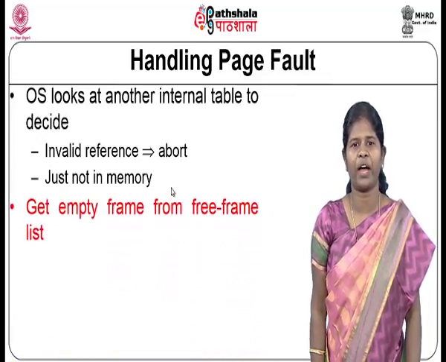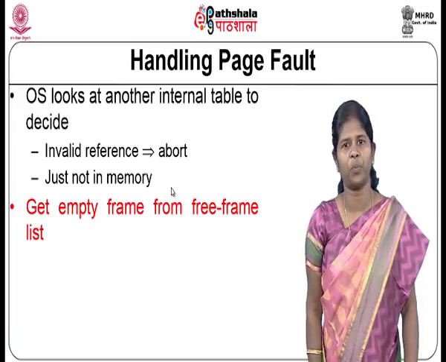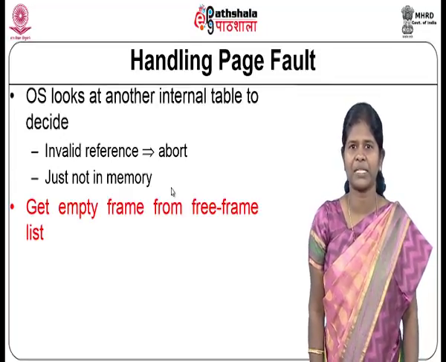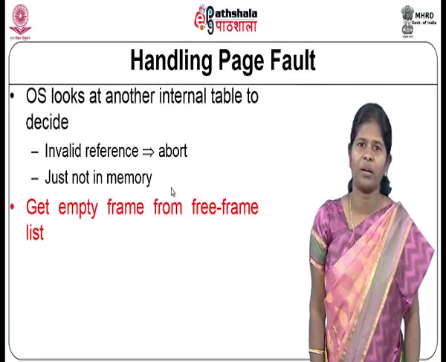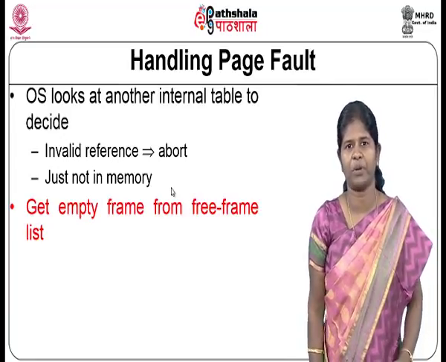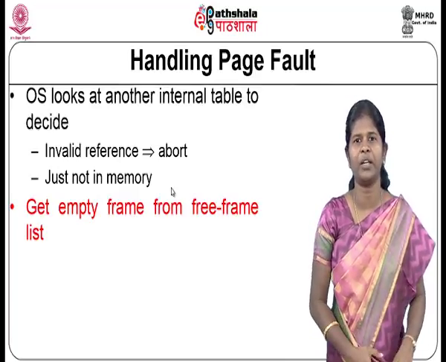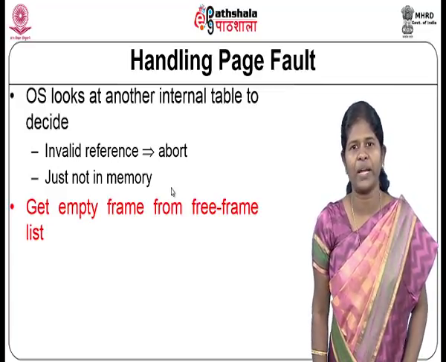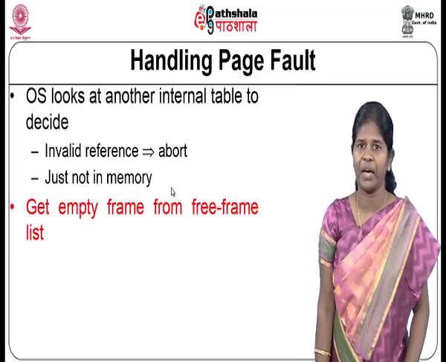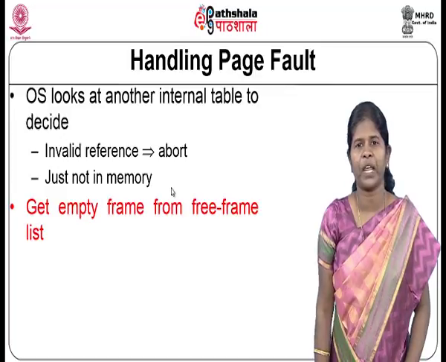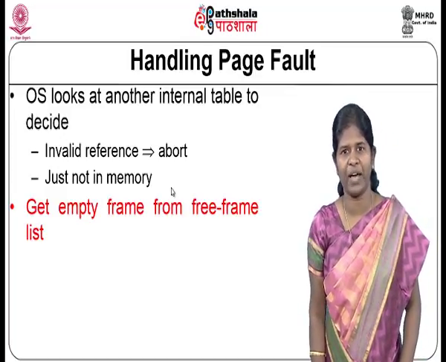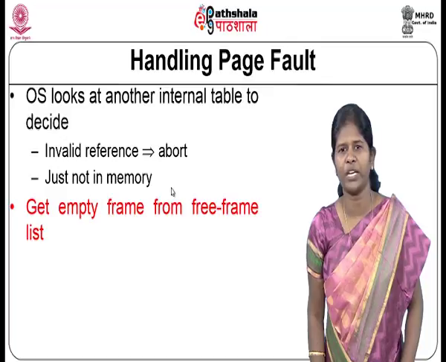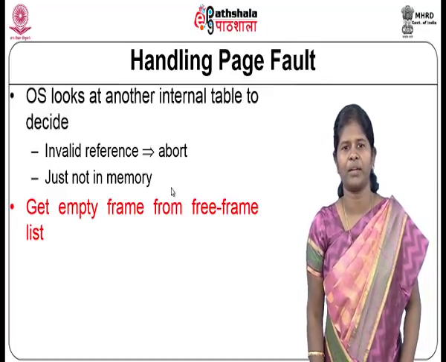For that, you have another internal table, which is kept mostly in the process control block, to decide whether this invalid reference means that it is actually an invalid page or it is a valid page but not brought into the main memory. When you look into the page table, you understand whether the valid bit or the invalid bit is set. If the invalid bit is set, there is a page fault, but the invalid bit can be because of 2 reasons. Either the page itself is an invalid page, or it is a valid page but kept in the backing store or in the disk. So, you look into this internal table in the process control block and decide what to do about it.